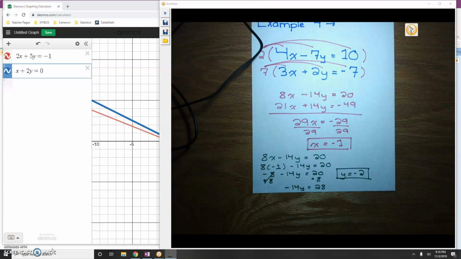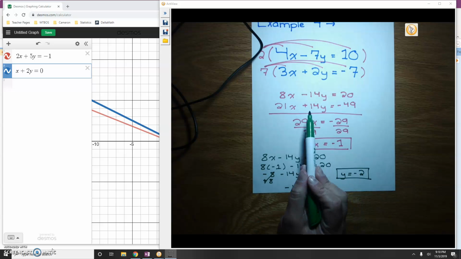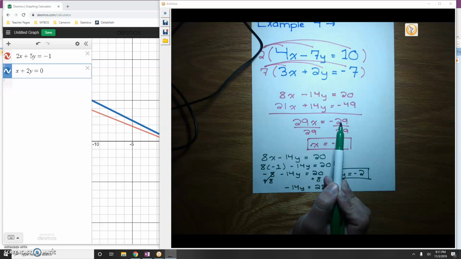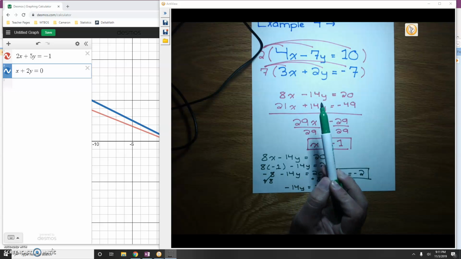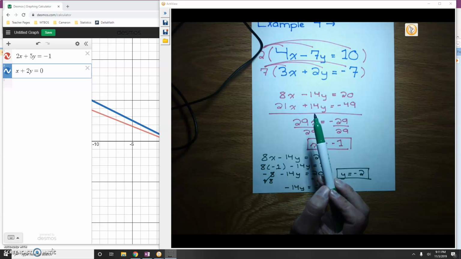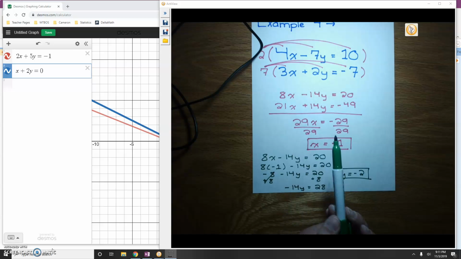All right, give yourself a nice little pat on the back if you ended up with this answer. So after canceling out, we ended up with 29x equals negative 29. That's an easy division. X equals negative 1. I went ahead and chose my top equation, but it does not matter. You could have chosen the bottom one as well. But when I went ahead and plugged in x equals negative 1, y got me negative 2. So give yourself a little pat on the back for getting that.